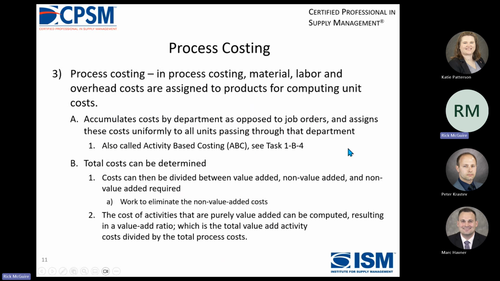And then there's process costing. Our Teardown Benchmarking Center will do this for us. They also have a group over at Kenworth that'll do it, the DFMA group. In process costing, material, labor, overhead. You're trying to determine what the supplier is paying for all that on the part. It accumulates costs by department as opposed to job orders and assigns these costs uniformly.